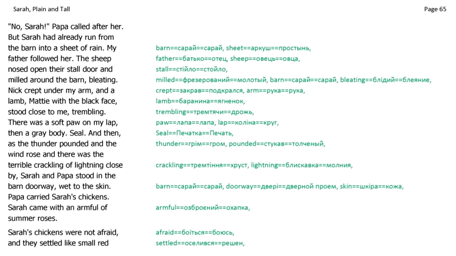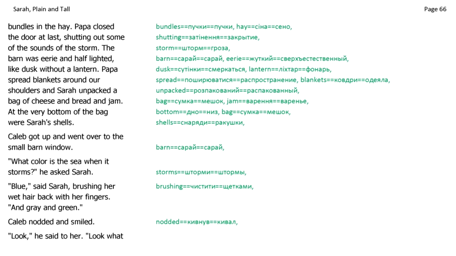Sara's chickens were not afraid, and they settled like small red bundles in the hay. Papa closed the door at last, shutting out some of the sounds of the storm. The barn was eerie and half-lighted, like dusk without a lantern. Papa spread blankets around our shoulders, and Sara unpacked a bag of cheese and bread and jam. At the very bottom of the bag were Sara's shells.